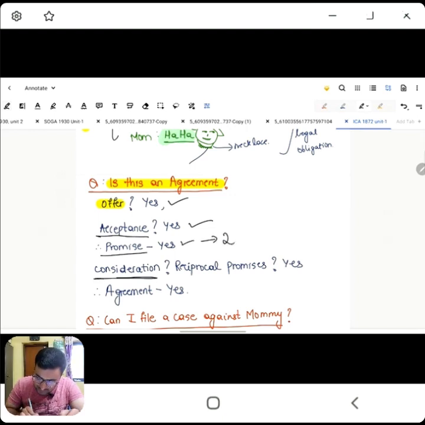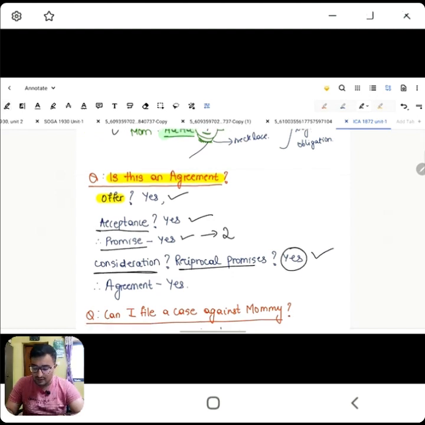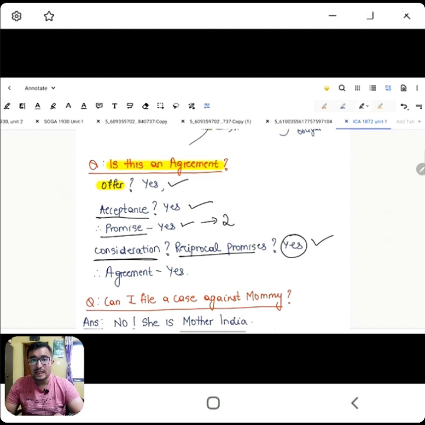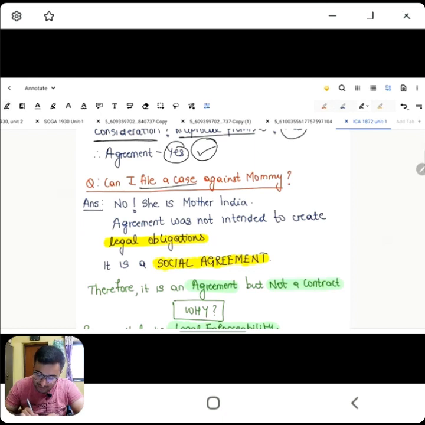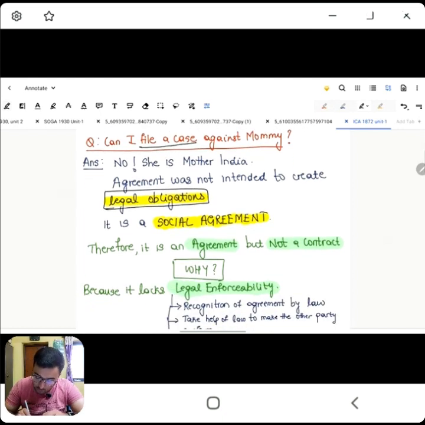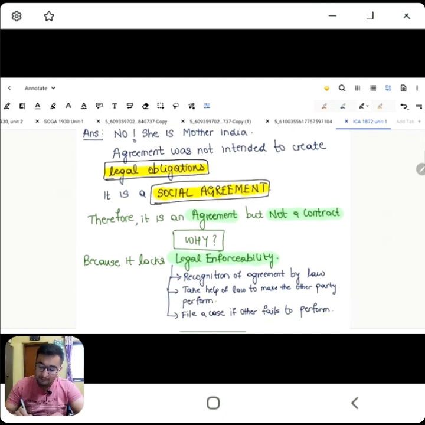Is there consideration? Reciprocal promises? Yes. I promised to bring her a necklace. She promised to cook food of my choice. Therefore, is it an agreement? Yes, it is an agreement. But can I file a case against mother? No. Why? Because the agreement was not intended to create legal obligations. Therefore, it is only a social agreement. Therefore, it is an agreement, but it is not a contract.